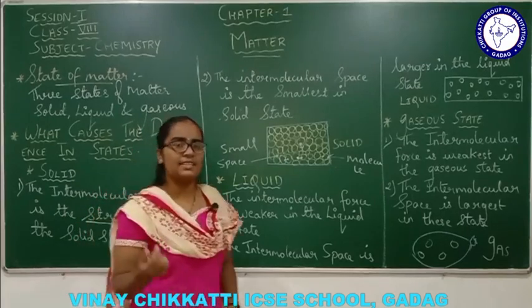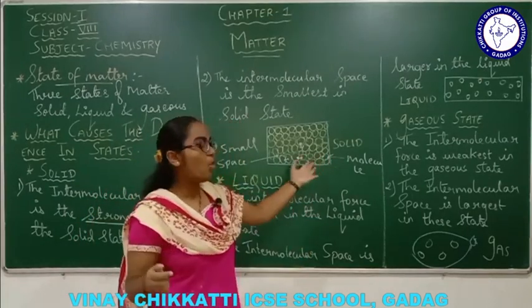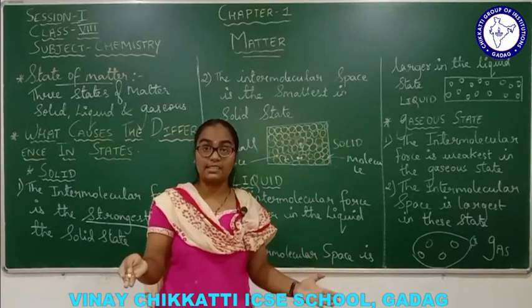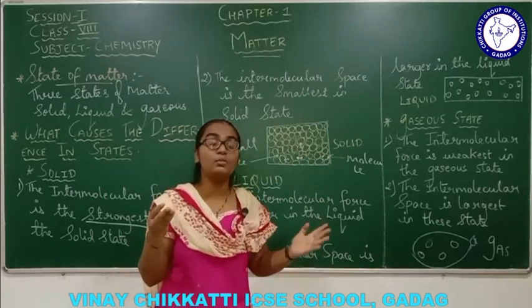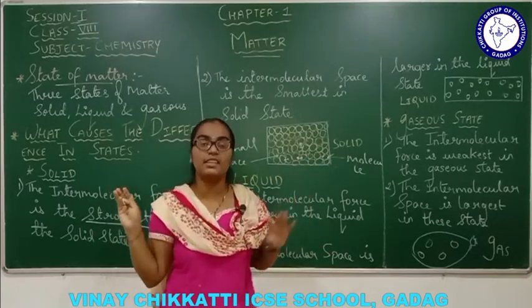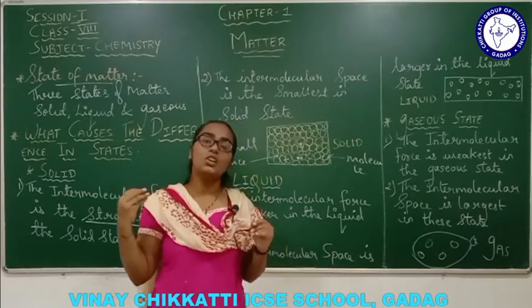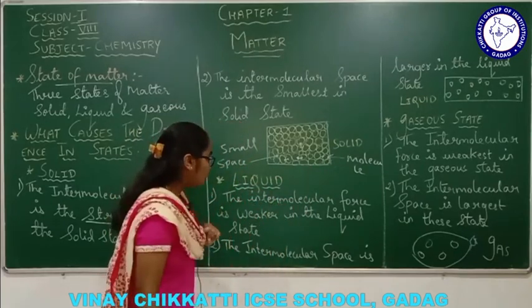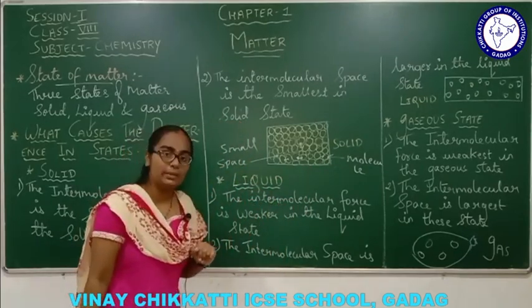Now, solid state examples: everything around us, the board, the chalk, the desks, the table, the fan, the tube light, all are solid, right? The state of matter for them is solid. Okay, now let's talk about the liquid.